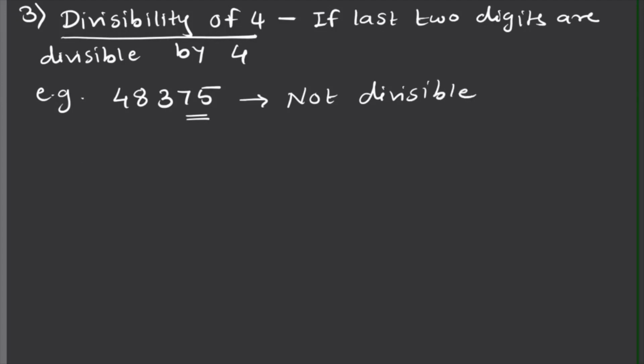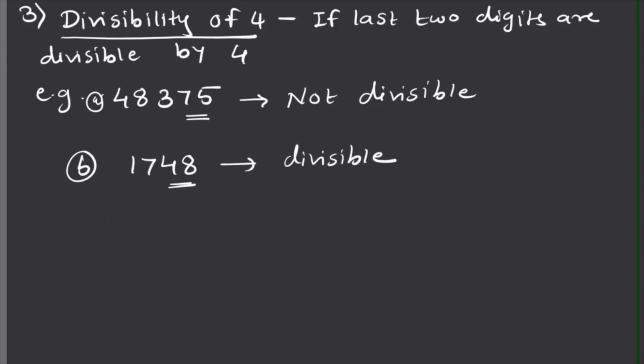Let's take another example. 1748. In this example, the last 2 digits are 48 and they are divisible by 4. That's why this whole number 1748 is divisible by 4. Now let's move to the next rule, divisibility of 5.